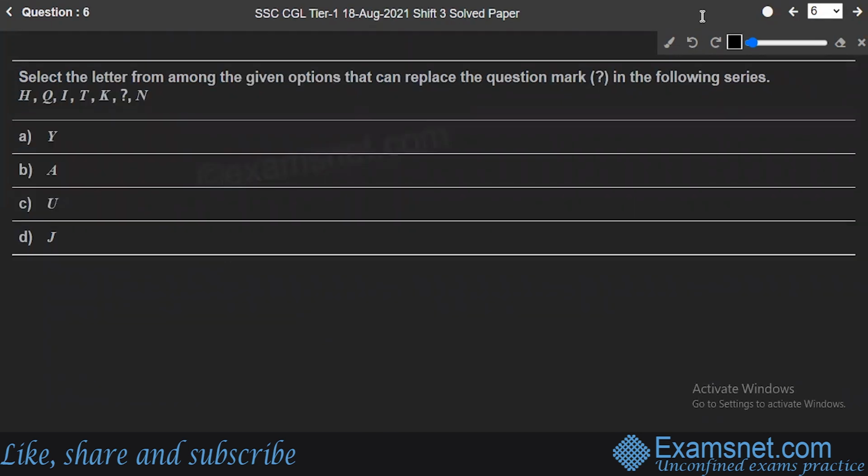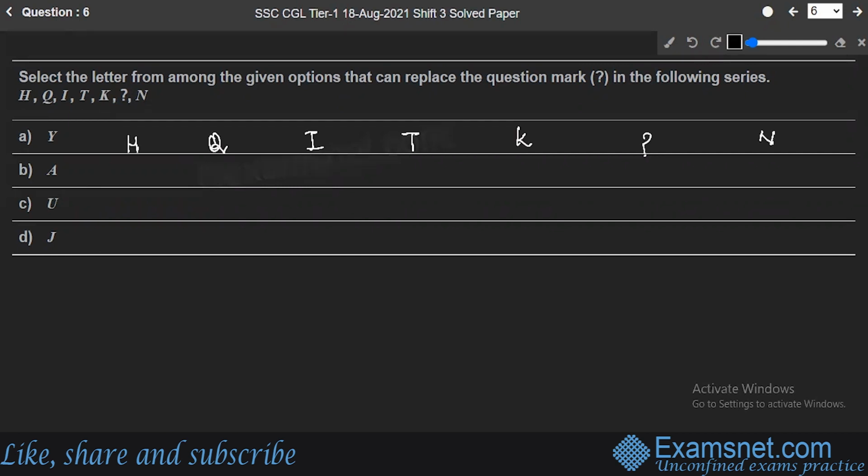Question number 6, select the letter from the given options that can replace the question mark. So here's the question mark, and you have to find out what will come at the place of the question mark. The given set of letters are there. Is it Y or A or U or J? Let's write down all the alphabets. So here is H, Q, I, T, K, question mark, and then an N.